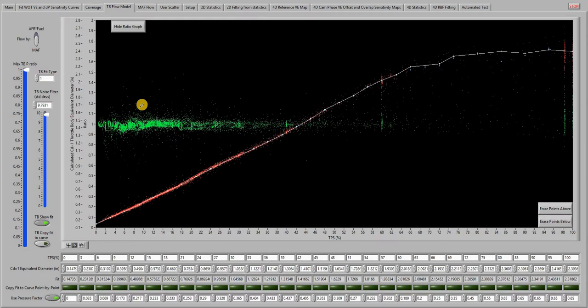But anyway, that's the basics of the interface for the throttle body flow model. Basically equivalent diameter versus TPS. I found it to be a decent way to estimate an airflow independent of any other engine parameters. So that's another possibility to use for airflow estimation.